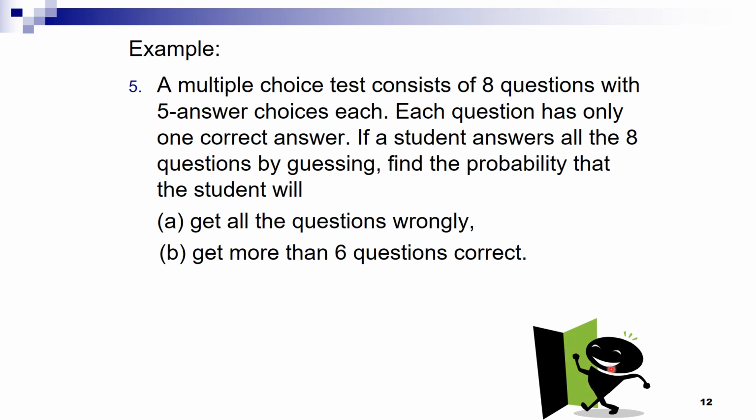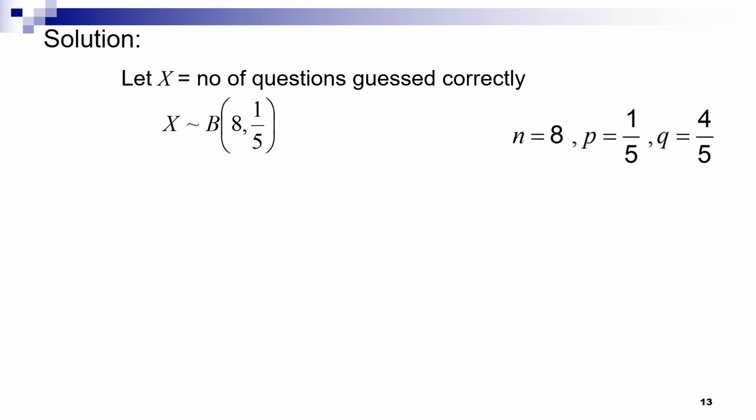Okay, let's look at the solution. Let's define our x as the number of questions guessed correctly. So your x is binomially distributed with n equals 8, and the probability of guessing one question correctly is 1 over 5. Your n is 8 because there are 8 questions. Your p is 1 over 5, since one answer is correct out of the 5 answer choices, and q is 4 over 5.